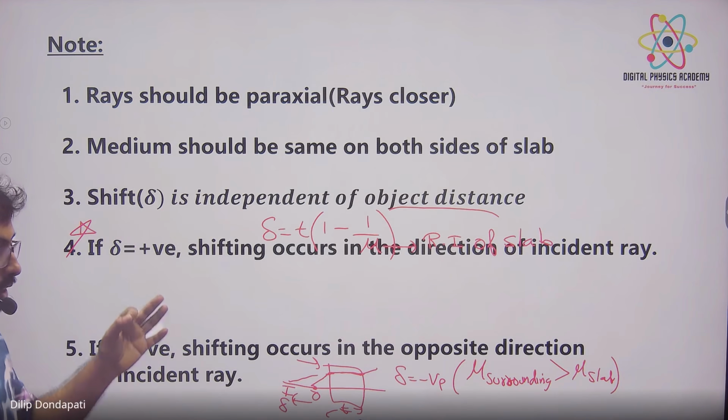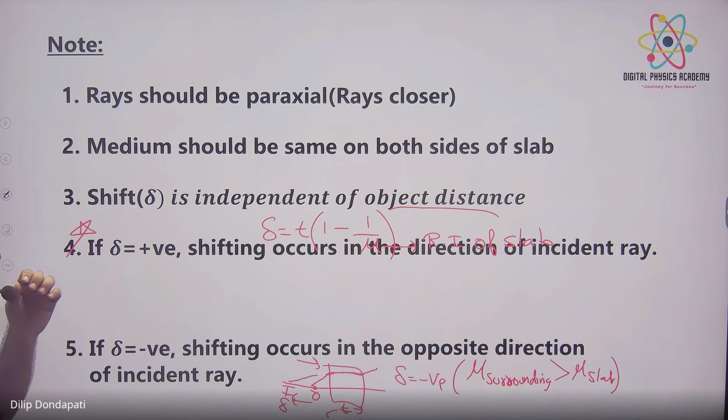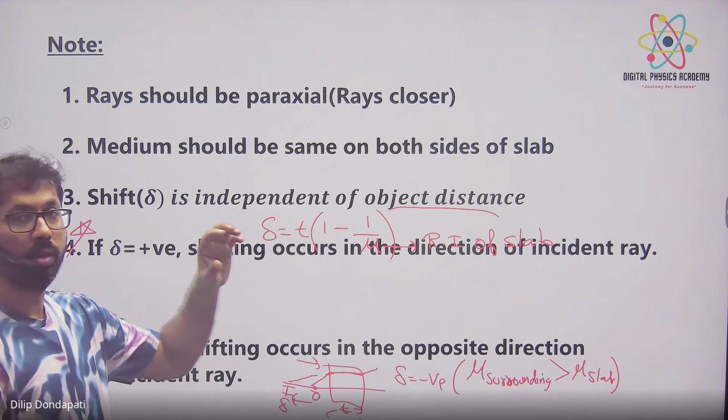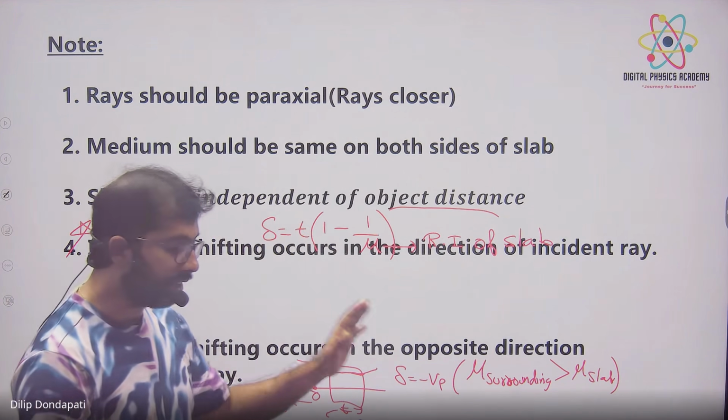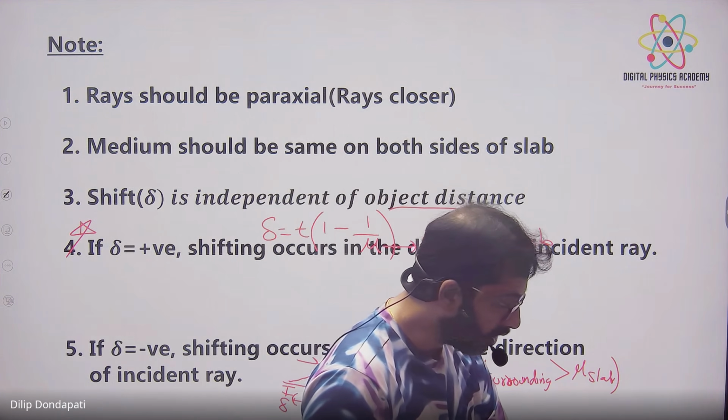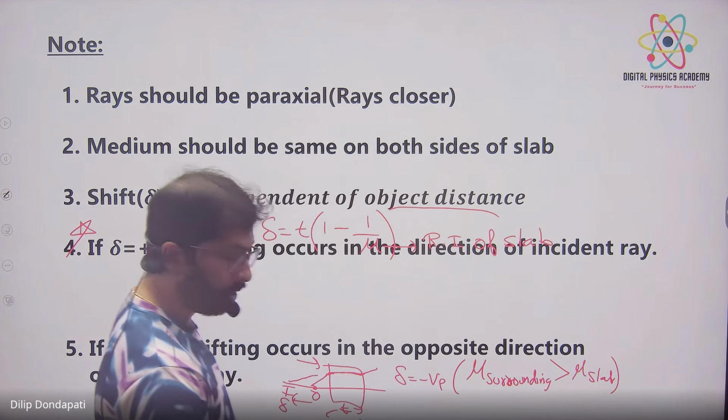So the second application of shift is this: wherever a slab is there, when you look through it, the object appears shifted. The shift we calculate by using the formula T into 1 minus 1 by mu.